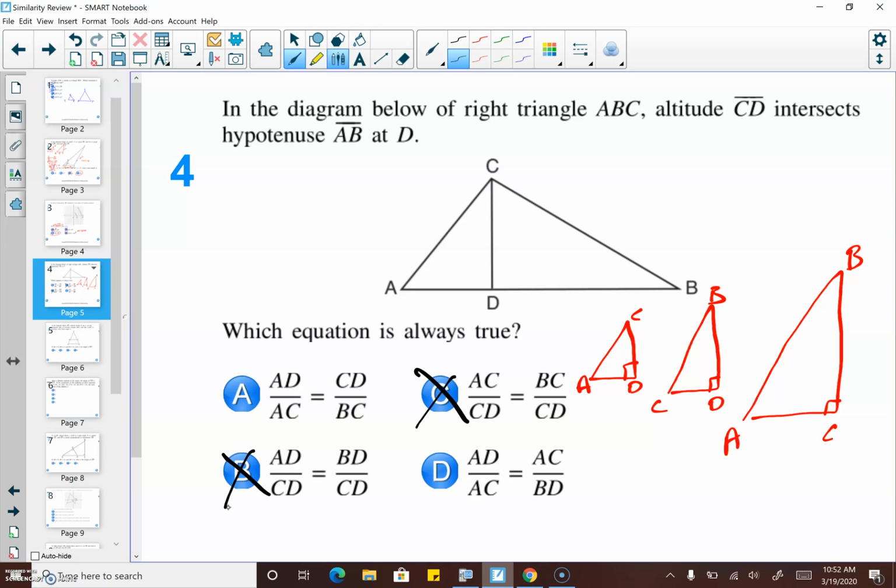And then in the last one, I have AD over AC, so bottom over hypotenuse, equals AC over BD. Well, those aren't even the right triangles. So the only one that works is going to be choice A.